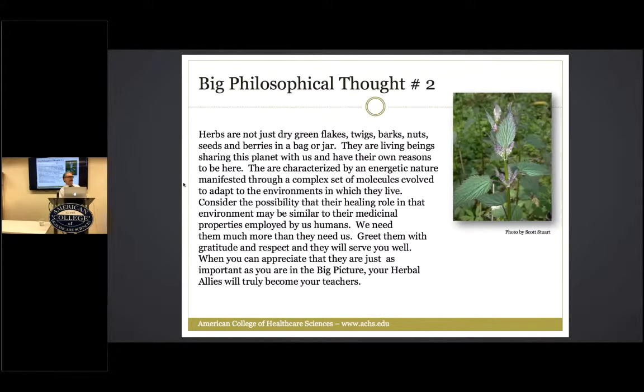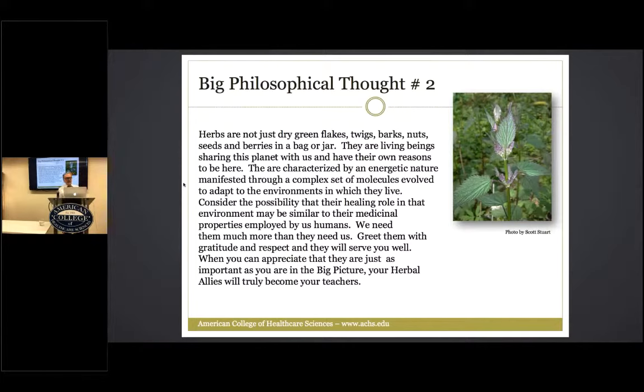Okay, another big philosophical thought here. There's actually one of the nettles, right about like that. You can see some flowers on there, and the flowers are sticking up like this. When the flowers get seeds on them, they drop down, and that's when you can harvest the seeds. Got the little green seeds on there.